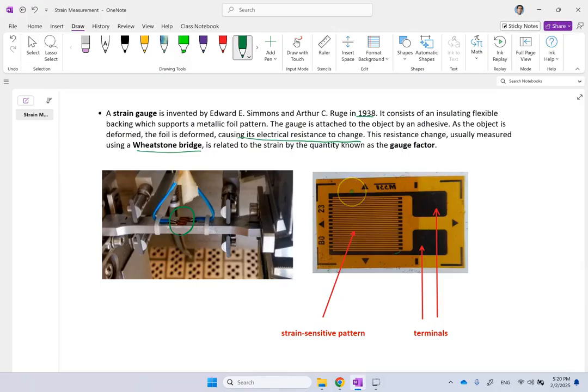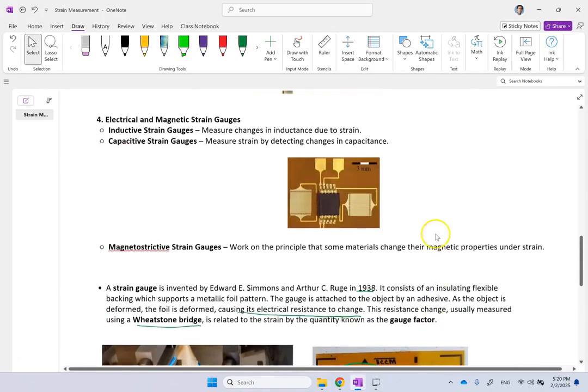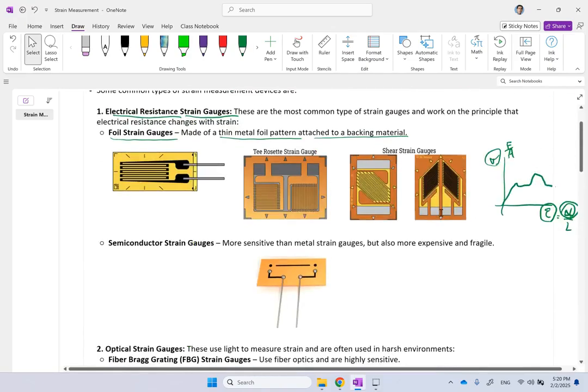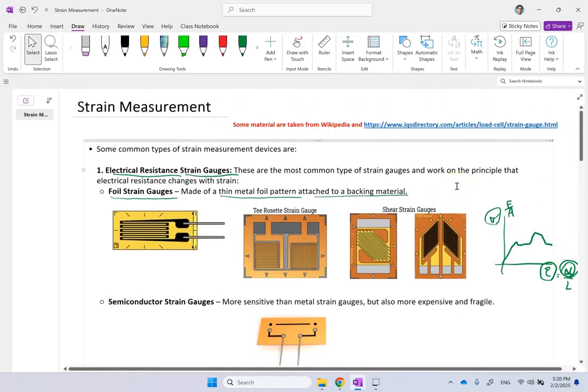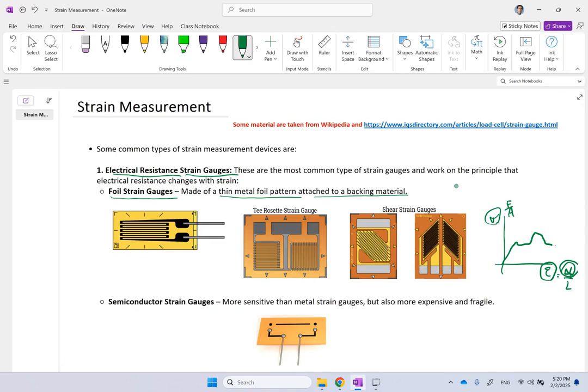But this is the portion of the material that the length of it is going to change due to tension or compression. So it's going to get longer or shorter. And then there are these two terminals for the voltage to pass through. So this is the most common one. Now, there are lots of formats of this, because this one can only stretch in this direction or shrink in this direction. Basically, it can only measure this kind of strain. So if this is the x-axis, all it can measure is a strain in the x-axis.